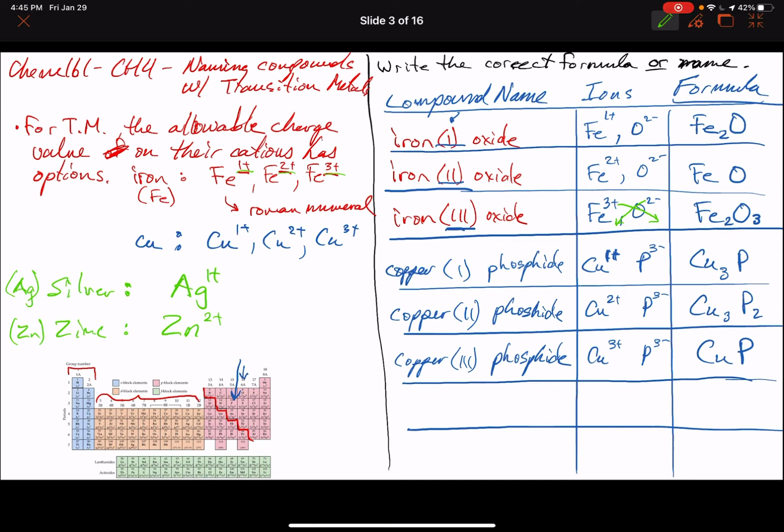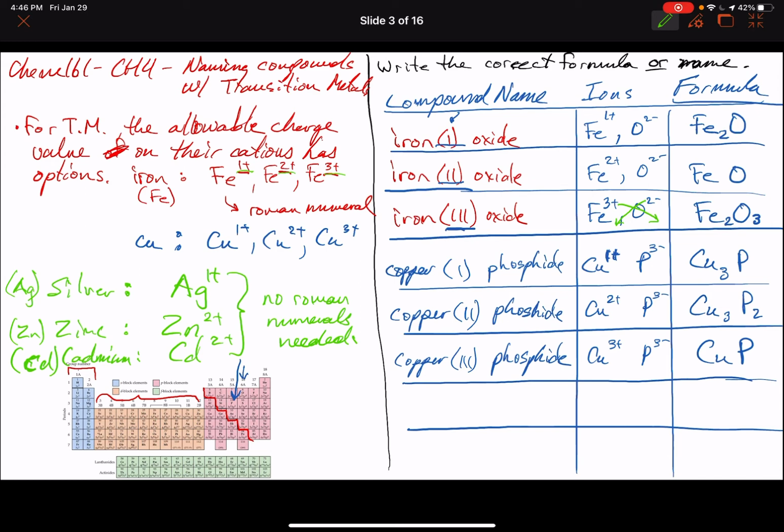And the last option is cadmium. The cadmium Cd is always 2+. So for compounds with this, no Roman numerals are needed. That information would be redundant because we know that no other options exist. Okay. So there's an example there.